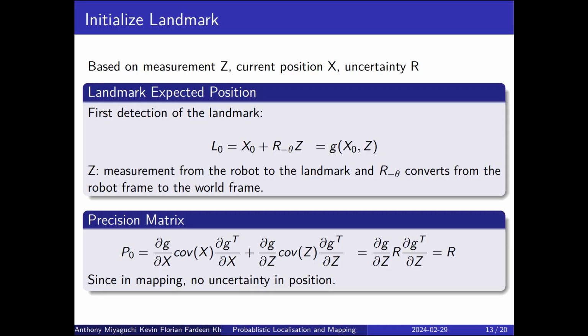Okay. So the first step is to initialize the landmark. To do so, we base it on the measurement that is in the Z matrix, the current position x, and the uncertainty r, and we can compute. So here's the equation for the landmark expected position. We take x as the position of the robot, so the vector, we only take x and y. Then z is the measurement between the robot and the landmark, and we convert it with the r minus theta. We convert it from the robot frame to the world frame.